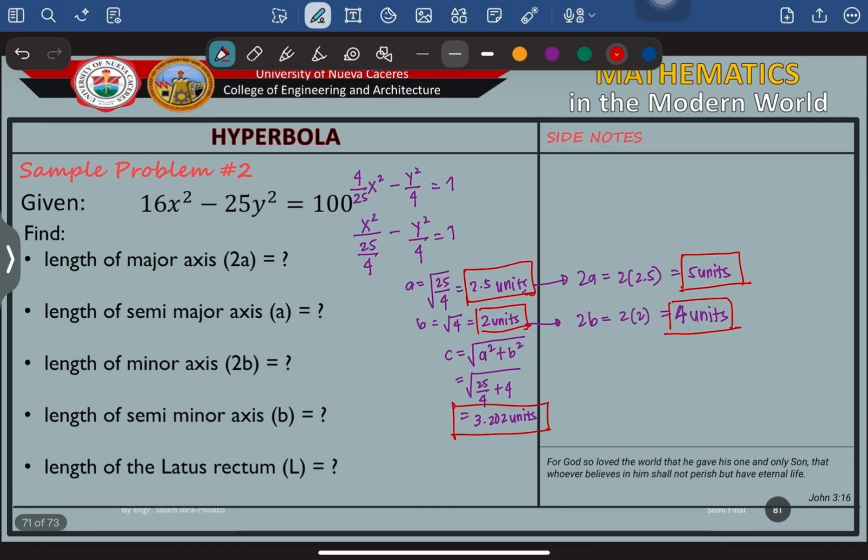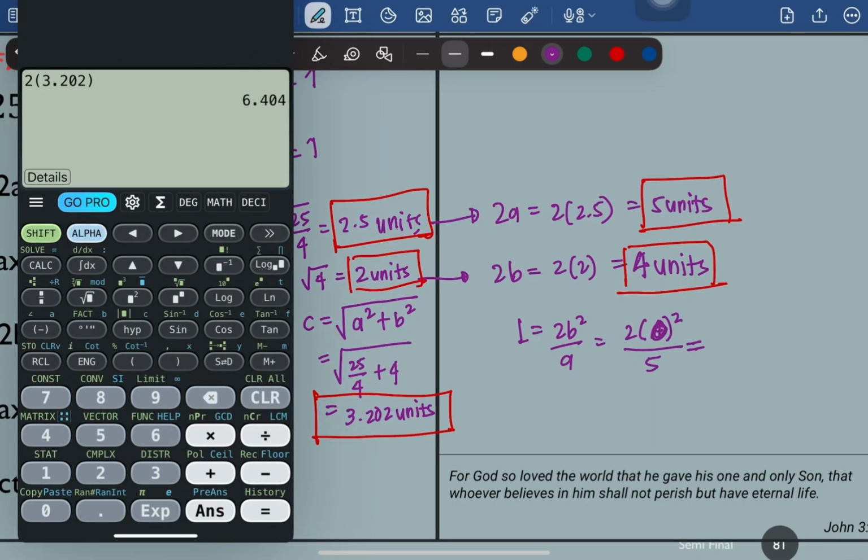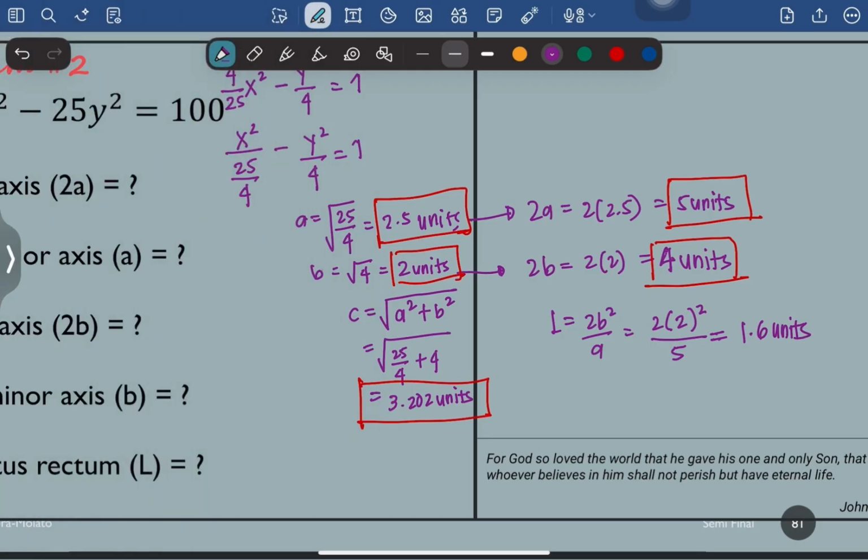Then length of the latus rectum, L is equal to 2B squared over A, so 2 times 4 squared over 5. I know, this is 2 lang, since B is 2 units. 2 times 2 squared over 5 is 1.6 units. So that is the answer.